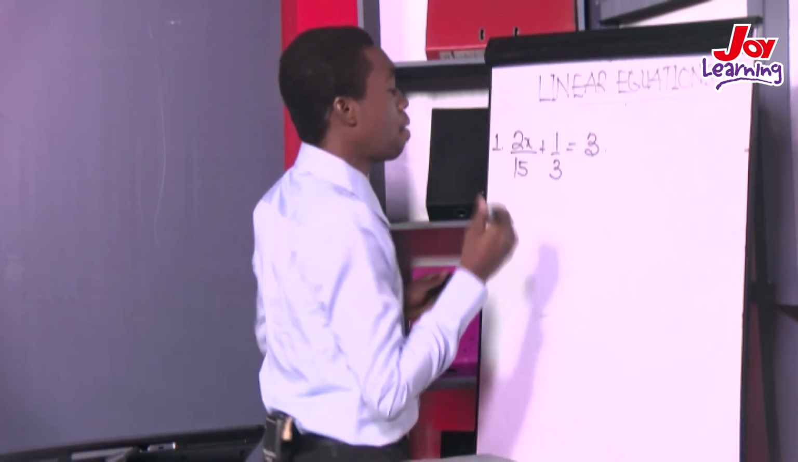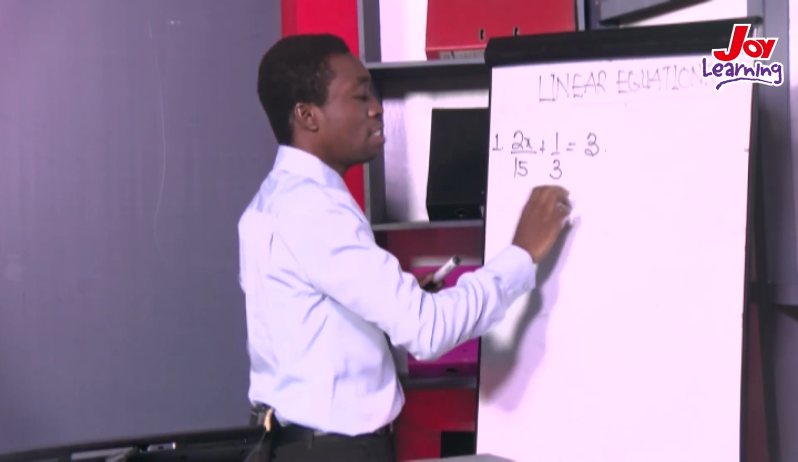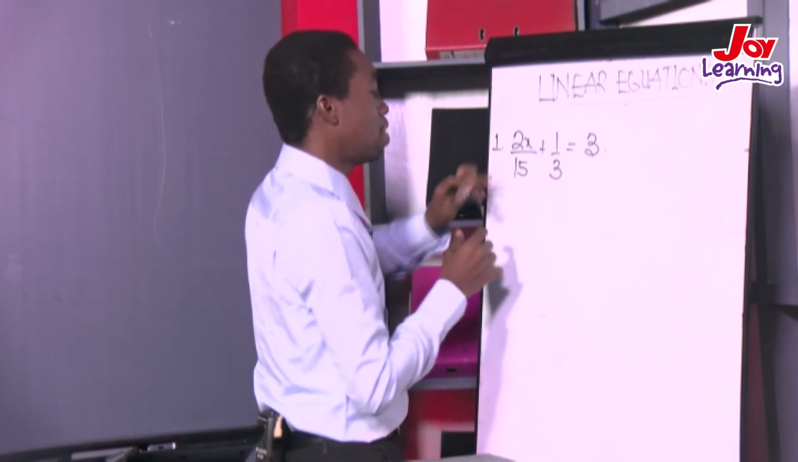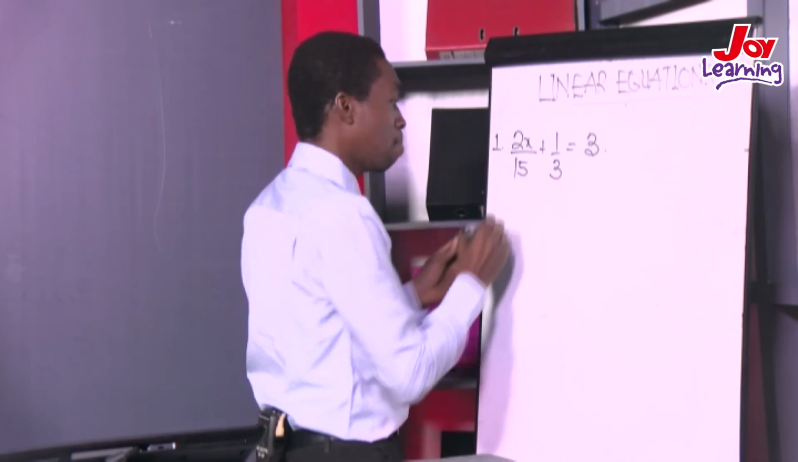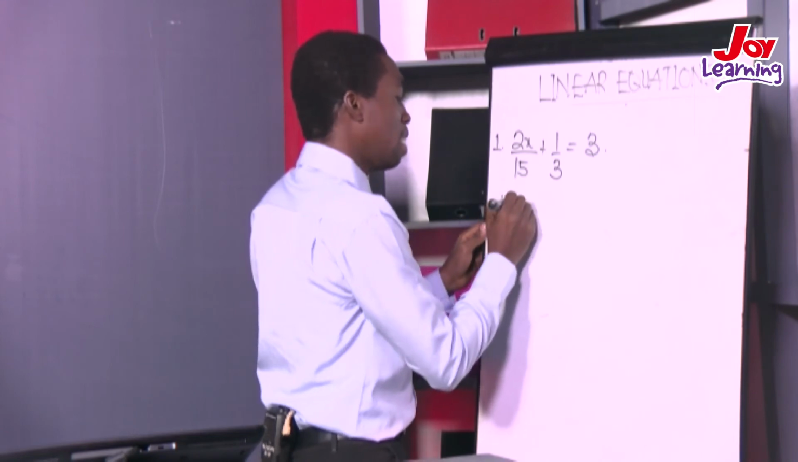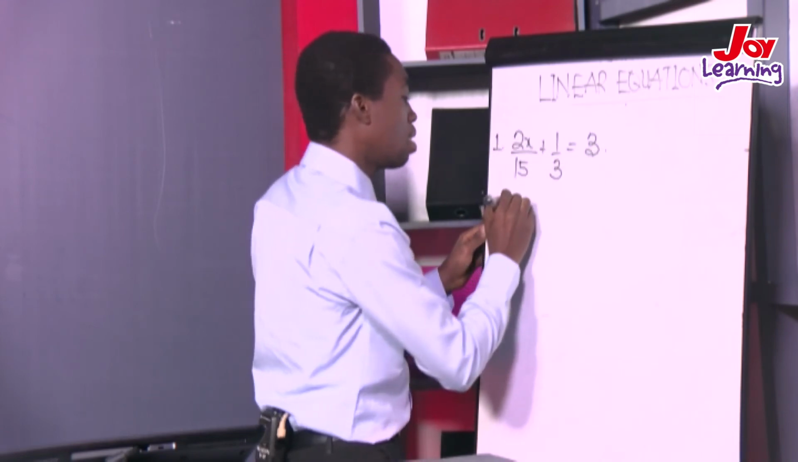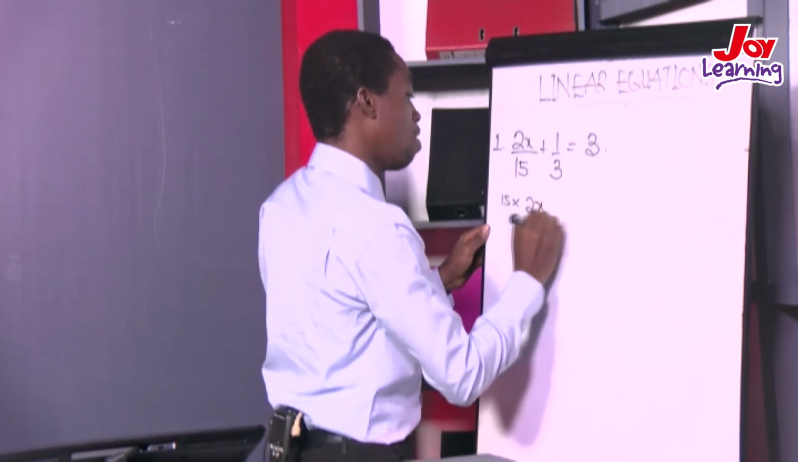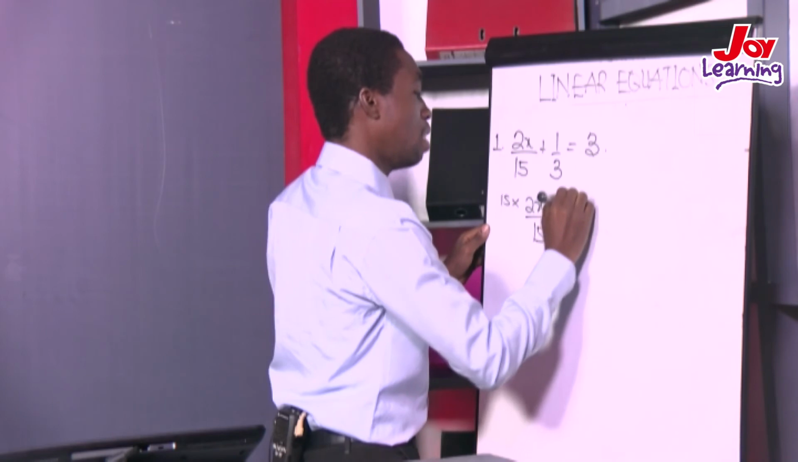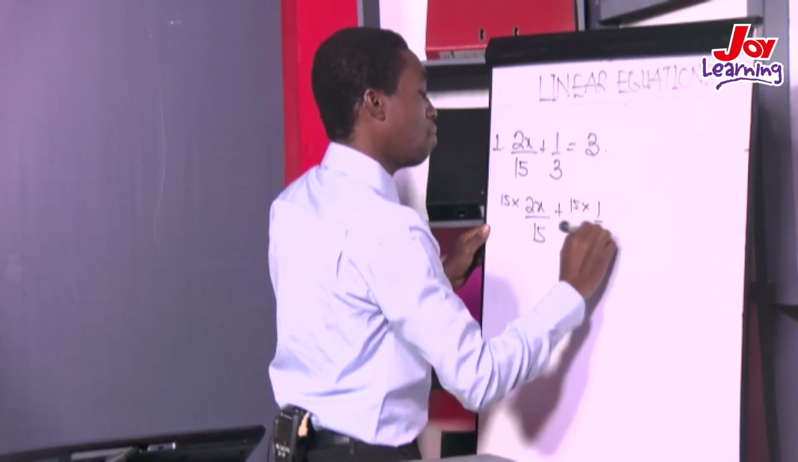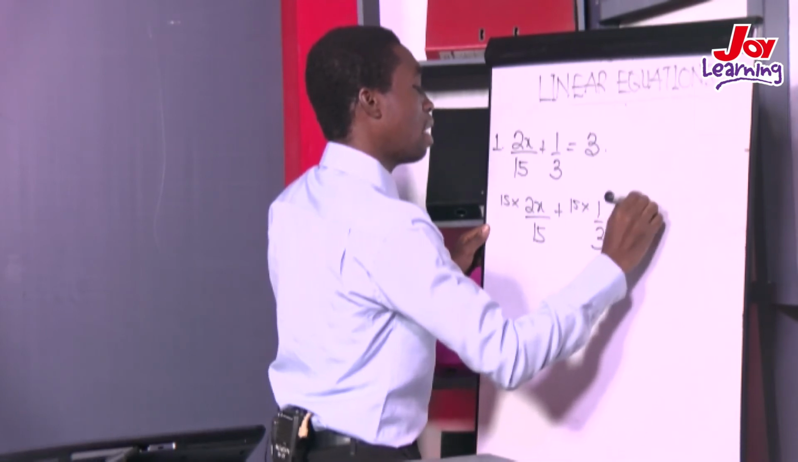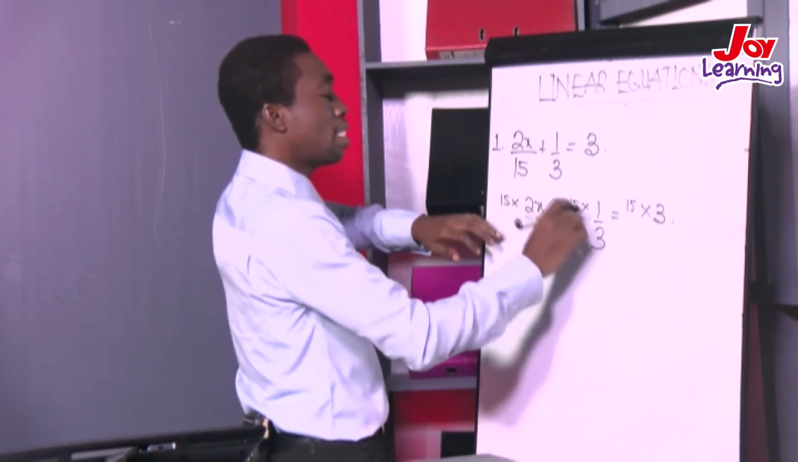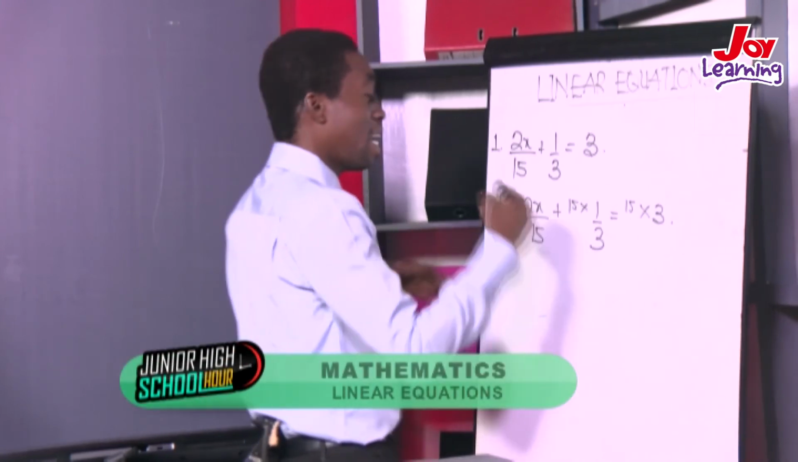So what we do is we find the LCM of the denominators. I think this is not the very first time we are doing this. So 15 and 3, realize that 15 becomes the LCM. So you multiply through by the LCM, that's 15. So 15 times each term of the expression. So we have 15 multiplying 2x over 15 plus 15 multiplying 1 over 3, then the same 15 multiplying the 3. So the mistake most of us make is that probably we multiply 15 by one set and then we leave the other part.